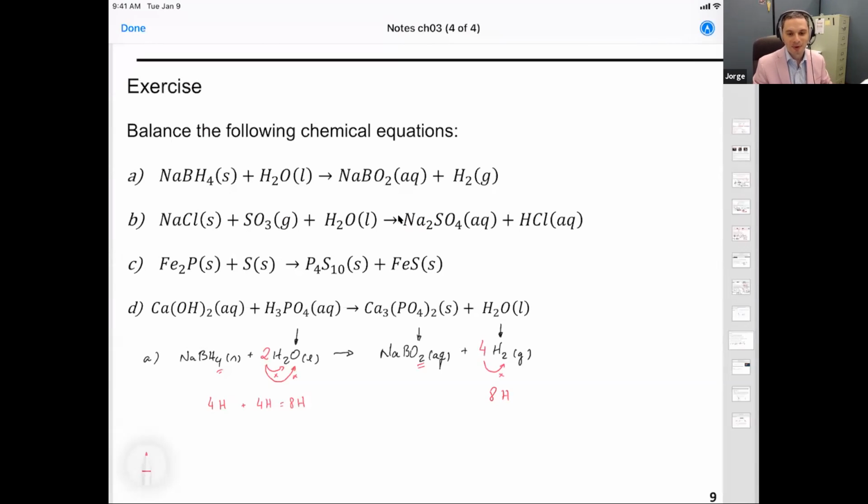And now we check everything else to make sure we don't need to balance anything else. Sodium, we have 1 before and 1 after, so that's good. Boron, we have 1 before and 1 after, that's good as well. If you leave the reaction like that, I'm more than happy. Or you can add the number 1 before NaBH4 and before NaBO2. If there is no 1 there, I understand, I know that it has to be 1. Okay, so leave it with 1 or leave it without 1, it doesn't matter.